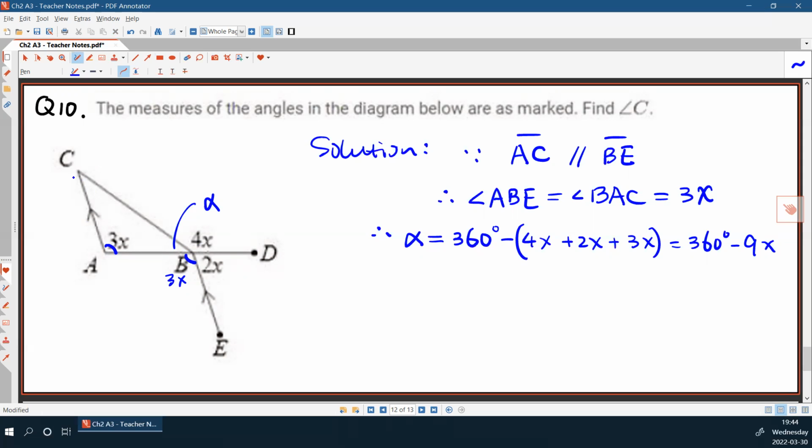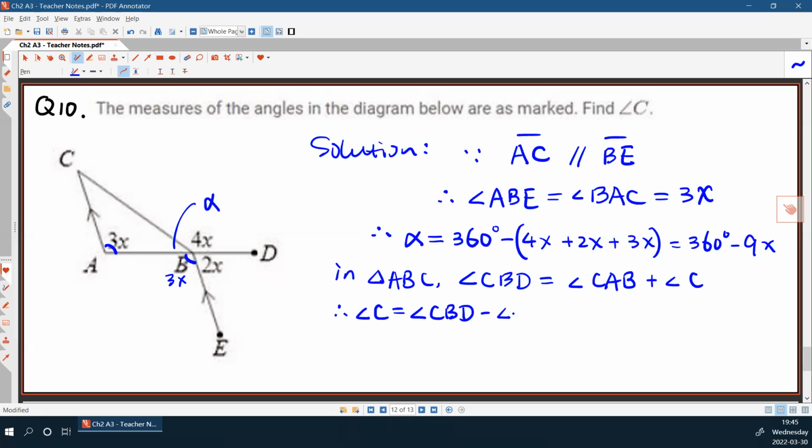Next one, we can calculate angle C in terms of x, right? In triangle ABC, because angle CBD equals sum of angle CAB and angle C, right? Therefore, angle C is angle CBD minus angle CAB. Angle CBD is 4x. Angle CAB is 3x. Therefore, angle C is just x, right? That means this angle is x.